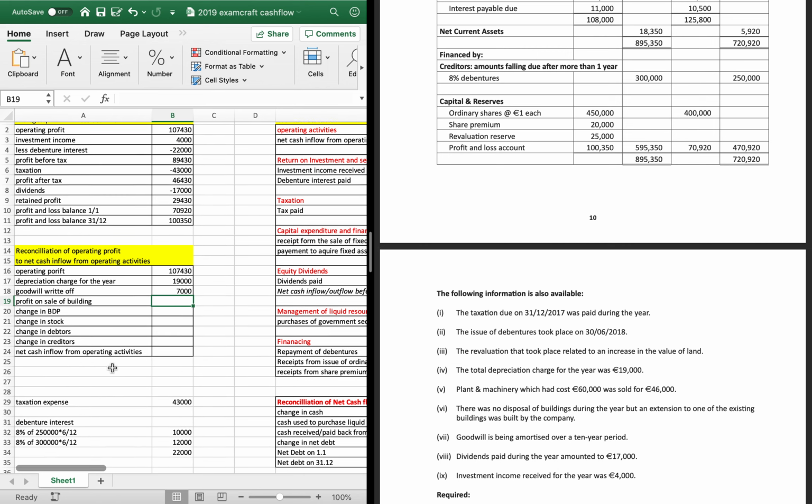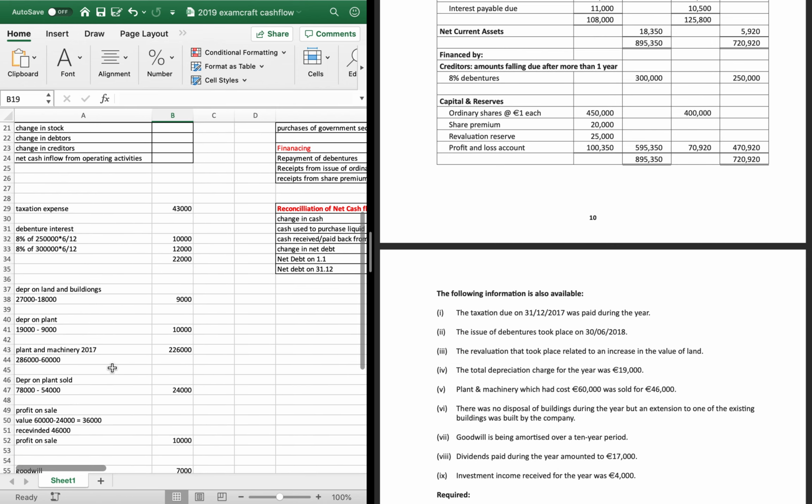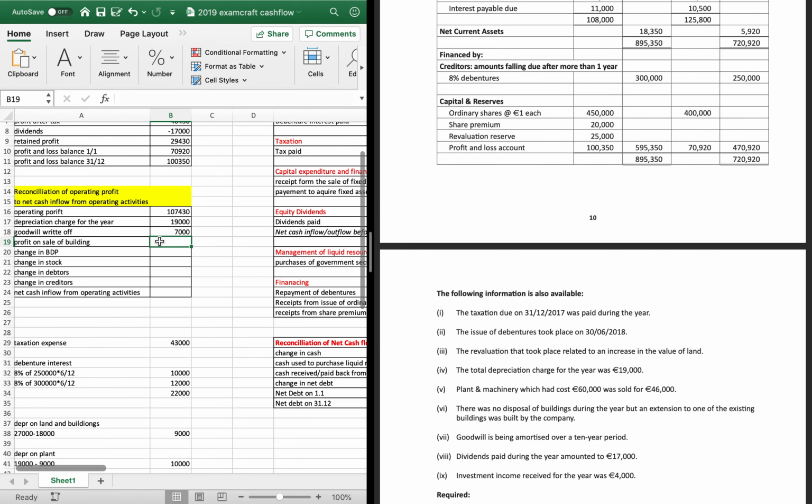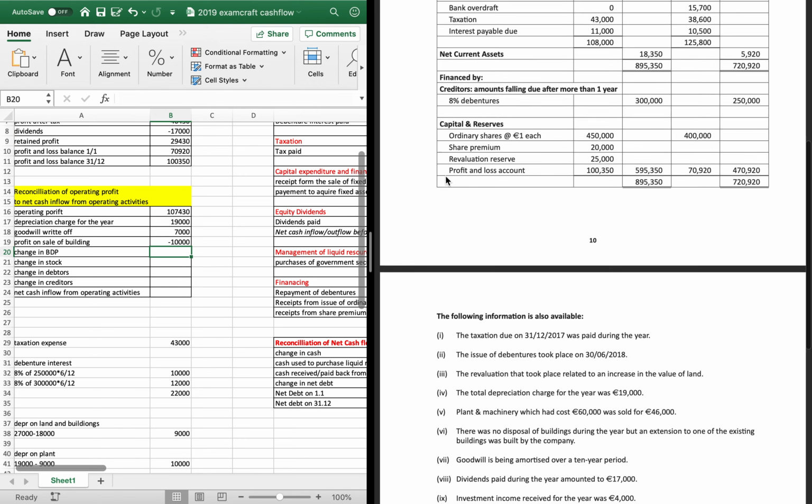Then we have the profit on the sale of the building. Now, the profit was 10,000. Remember, profits are non-cash gains, so we have to take those away. So non-cash expenses we add on, non-cash gains we take away. Bad debt provision.